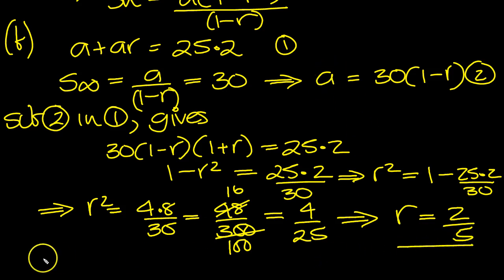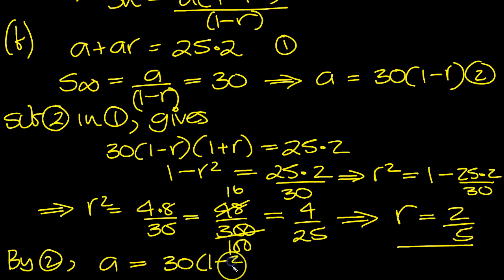And now we can find out a. By 2, a is equal to 30 times 1 minus 2/5, which is 3/5, which is 90 over 5. Clap it in the calculator if we need to, and that comes out at 18. So a is 18, the first term, and the common ratio is 2/5.